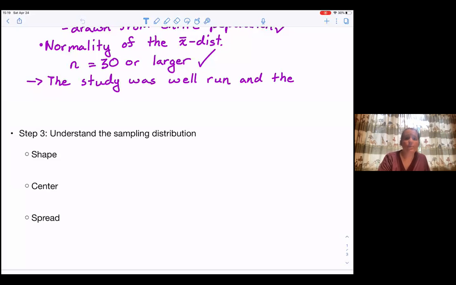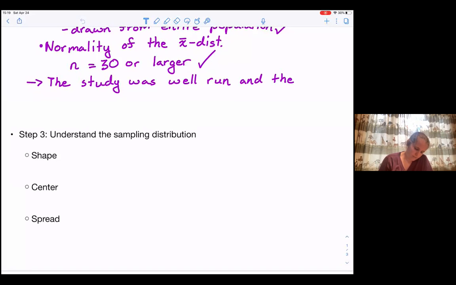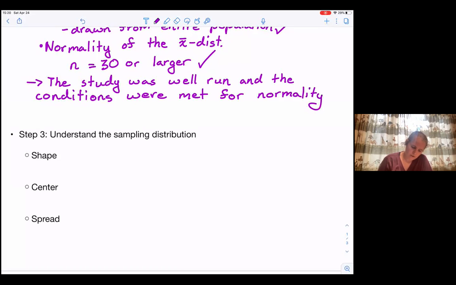Okay, so the study was well run, and the conditions were met for normality of the x bar distribution. So we can find the confidence interval.